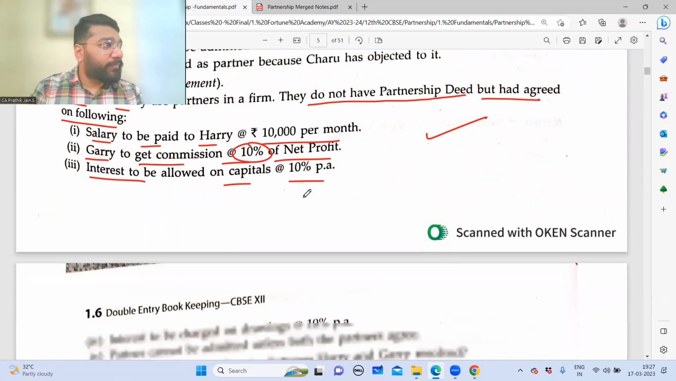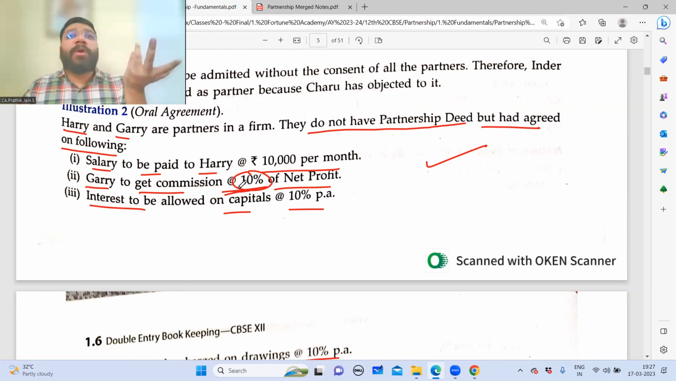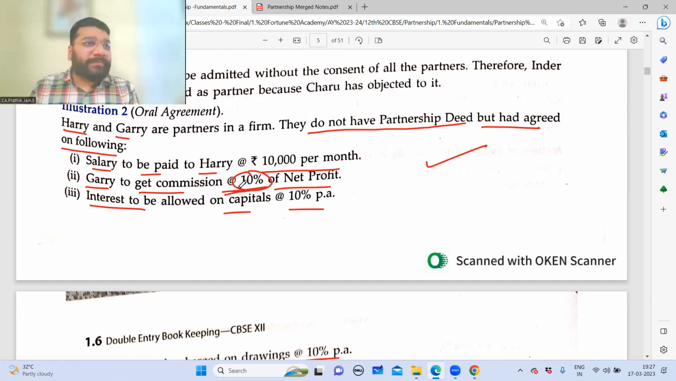Had they told Gary he'll get 10% commission point blank, let's suppose on sales, you would have to ask 10% of what? If they say 10% on sales, then you have to give it to him whether there is profit or loss. But here they specifically said commission is linked to profit. So if there is a loss, how will I give?